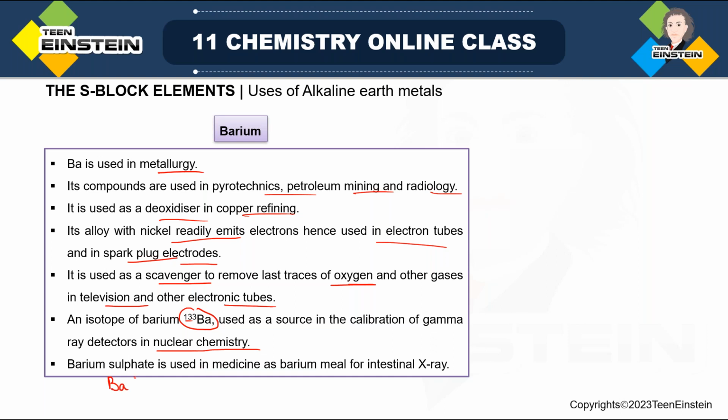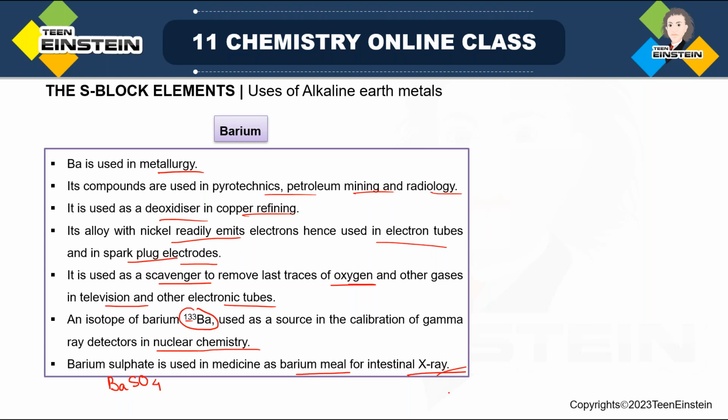Then barium sulfate, that is BaSO4. It has application in medicine as barium meal for intestinal X-ray. So when this intestinal X-ray is done, just before the X-ray, some barium sulfate is taken inside. Now what happens when it is taken in, it is present inside our body through the intestine because of the presence of BaSO4. And when the X-ray is passed, we can actually see what is inside the organs. If there is some problem or some disease present, we can easily identify it.